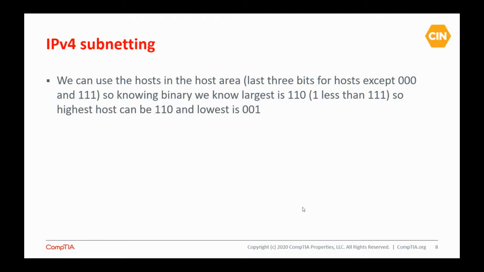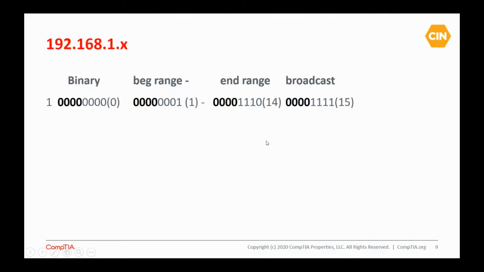111 minus 1 is going to give you 110. So our highest host will be, in our case, 11110. That's 3 ones and a 0. And the lowest will be 0001. Y'all can see why you really don't want to do this stuff all in pure binary.